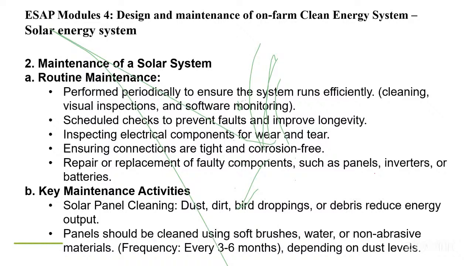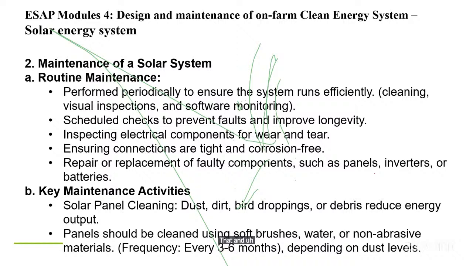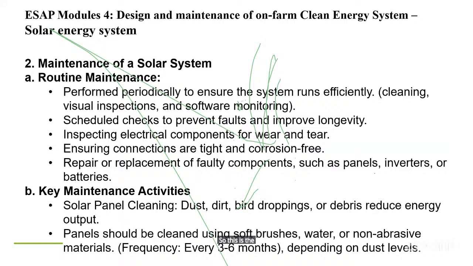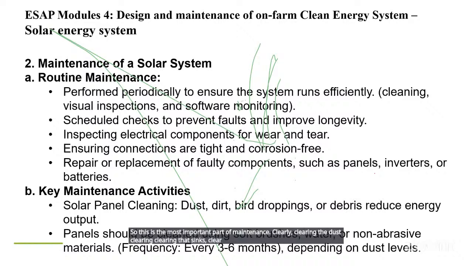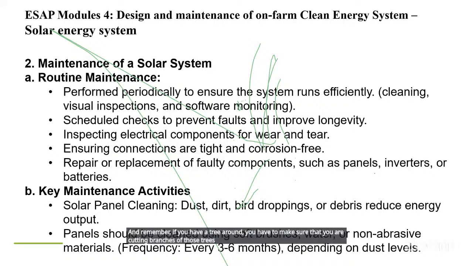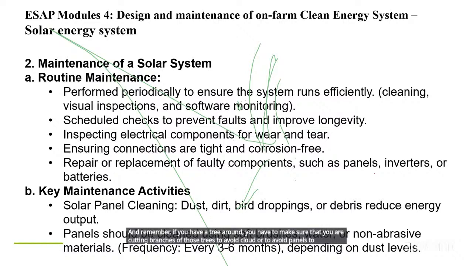Key maintenance activities for solar panels is mainly clearing dust, bird droppings, and debris to make sure that the energy output is good. So this is the most important part of maintenance: clearing dust, clearing bird droppings, and so on. And remember, if you have trees around, you have to make sure that you are cutting branches of those trees to avoid clouds, or to avoid panels getting problems.